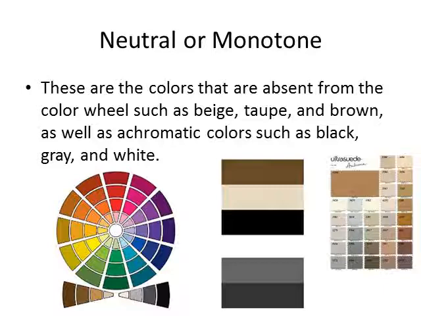Neutral or monotone. These are colors that obviously exist, but they are not in the color wheel. So this is beige, taupe, and brown, as well as, here's that super fun word again, our achromatic colors, such as black, gray, and white. So here is a color wheel that has the neutral, monotone, achromatic colors on the bottom. Typically, neutral, monotone, achromatic colors will come as a side palette and not be incorporated into the color wheel.